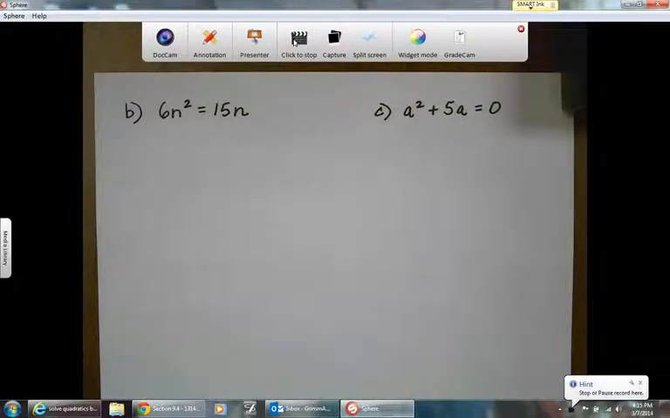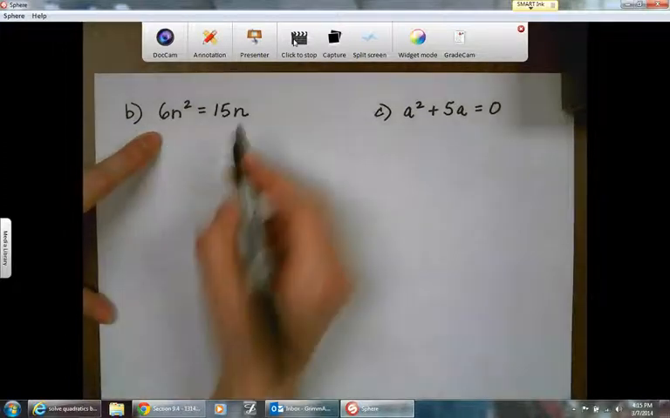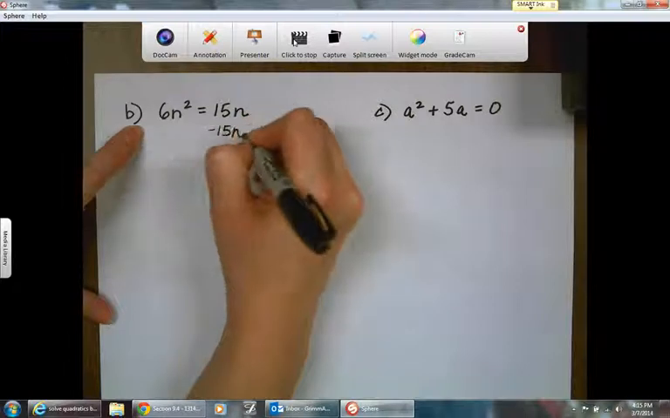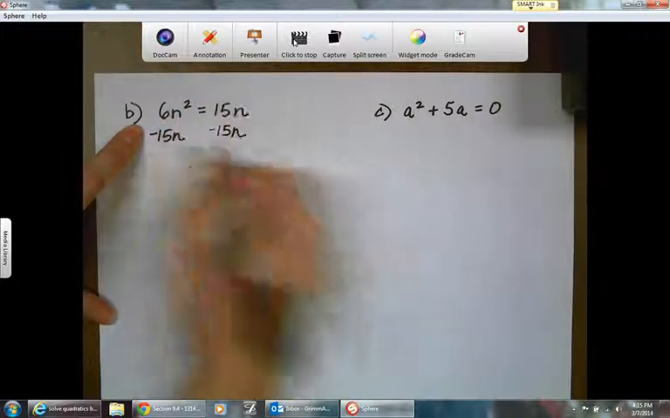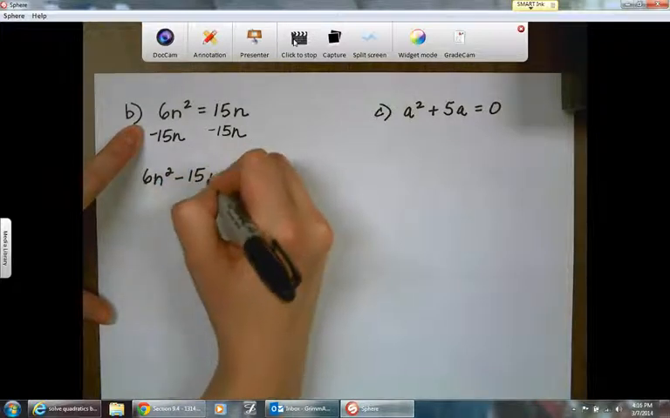Okay, so this is part two, or the next part of our example today, which is B and C. To solve B, I'm going to, again, solve by factoring. What I'm going to do, though, is I need to set it equal to 0. So I can't have 6n squared equals 15n. I need to bring the 15n over to this other side. So I'm going to subtract 15n from both sides. So this becomes 6n squared minus 15n equals 0.